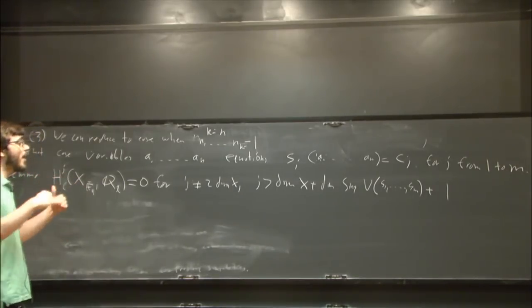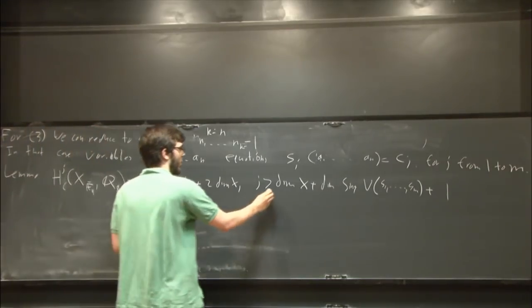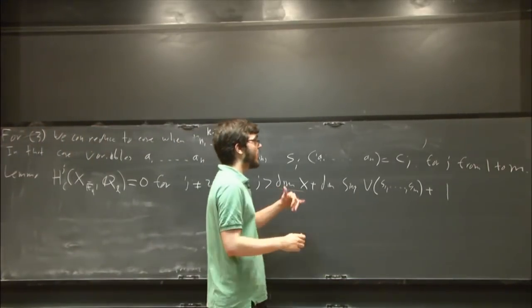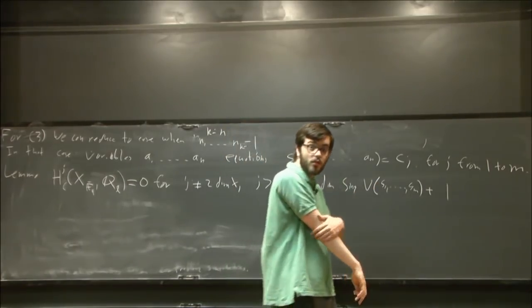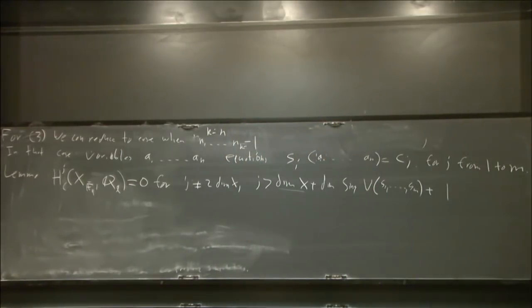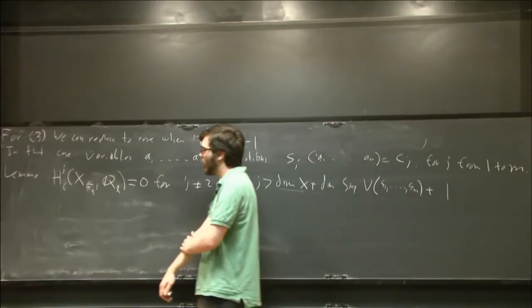We get vanishing above degree n in that case. Oh, so this is like the middle degree. We get vanishing above the middle degree if we also shift it by this dimension of the singularities.